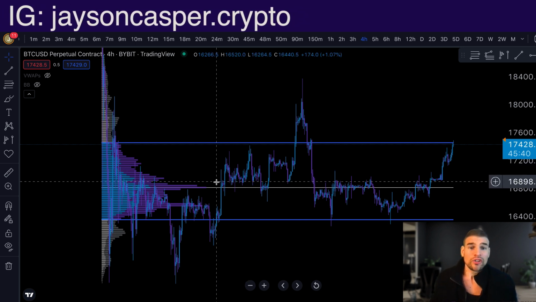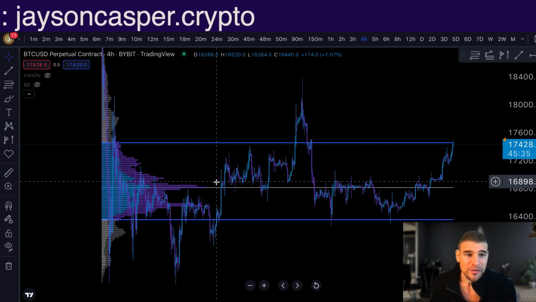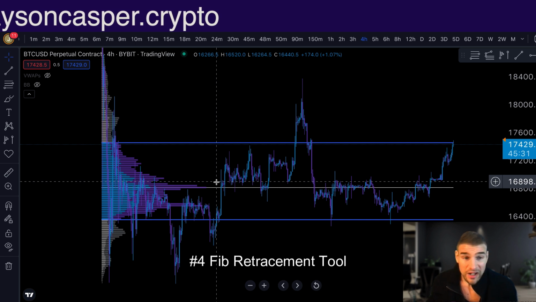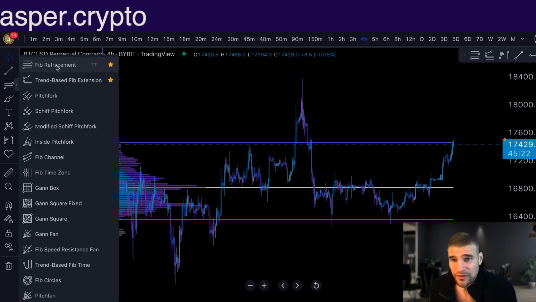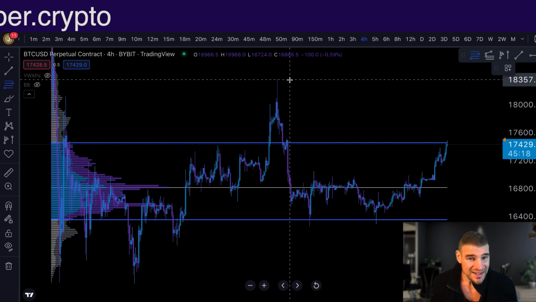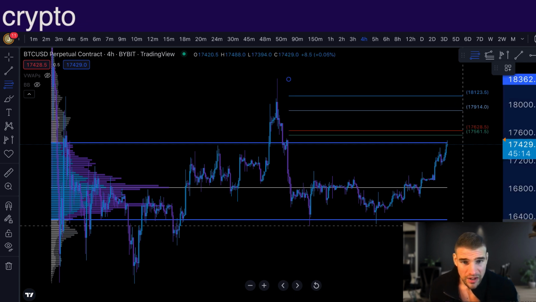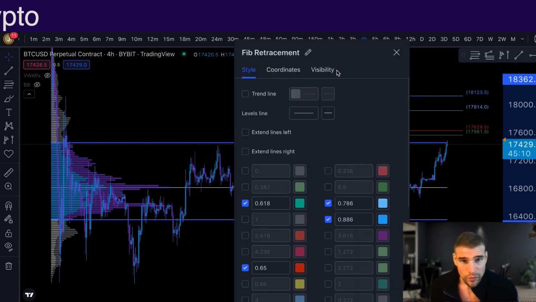And that leads me to the fourth indicator that is very important, and this is the Fibonacci retracement tool. Some people don't consider this an indicator, but it is indeed one of the Fibonacci tools. Go ahead and click the Fibonacci retracement tool. What this does, guys, is it will give us resistance if we pull it from a swing high to a swing low.